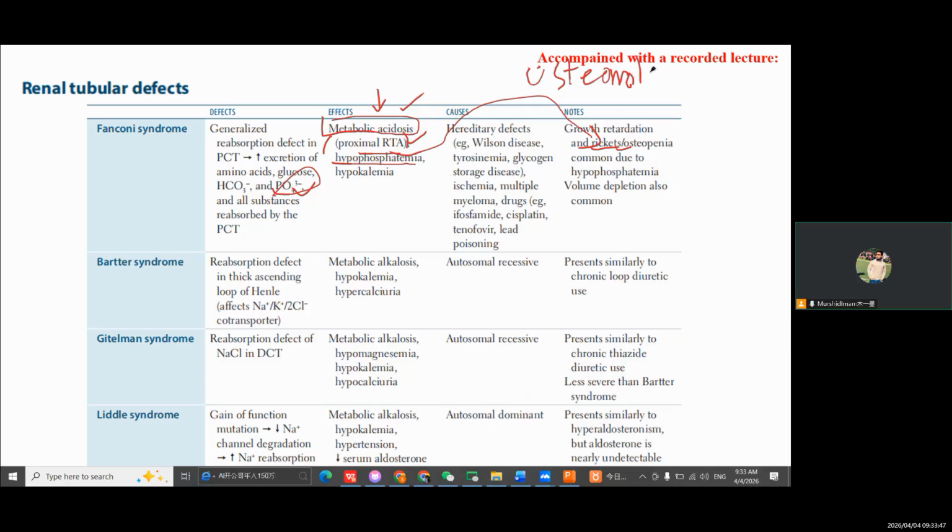This also causes osteomalacia in adults, and this is why growth retardation is seen in such individuals, commonly due to the hypophosphatemia. And the growth retardation is being seen in such patients.